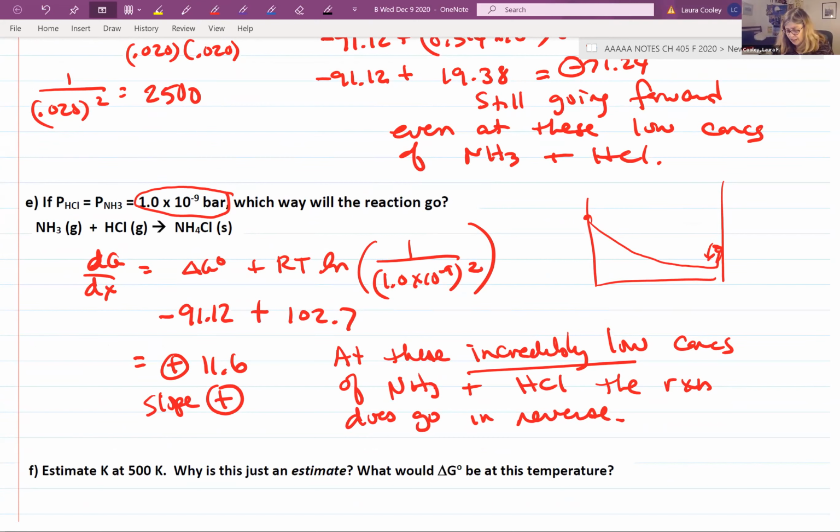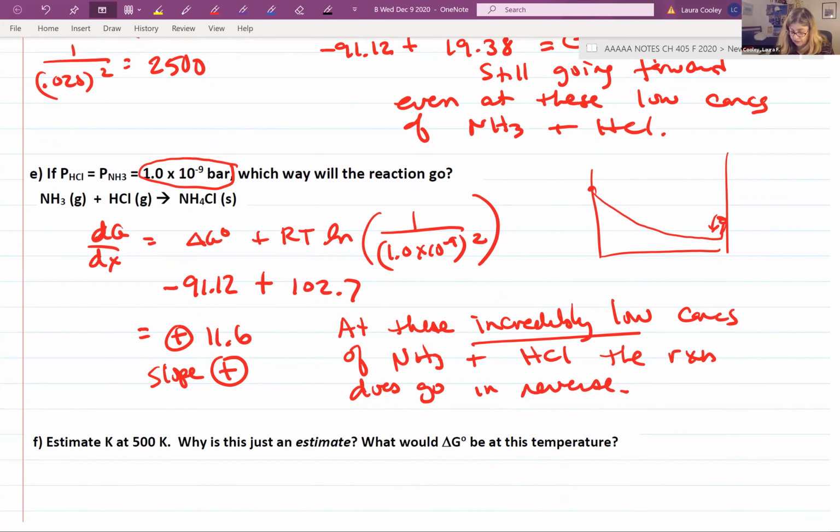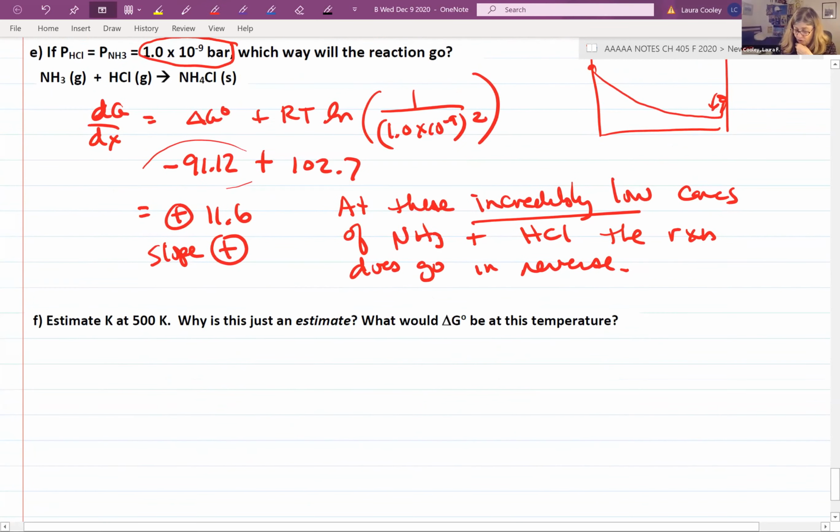So obviously the products are heavily favored in this reaction because of the large negative delta G0. And also you can estimate the K at 500 Kelvin. Why is it an estimate? I've told you that before. So here we're going to use that equation a little bit differently.